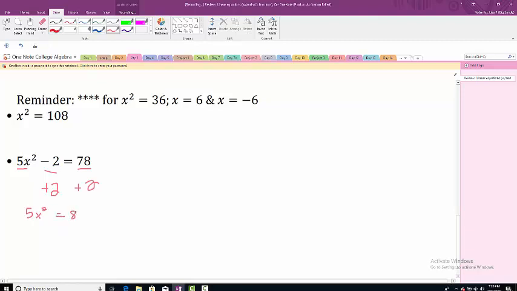So now we have, being done to x, we have 5 being multiplied to x, so we're going to divide it.